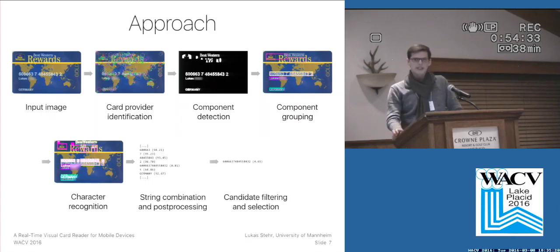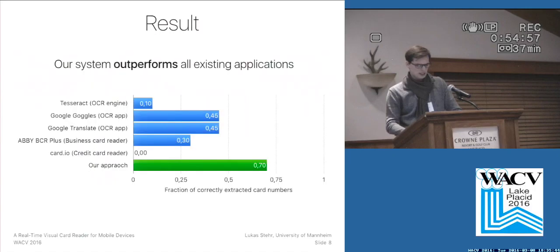So for the component detection, we can optimize the parameters of MSER or CSER algorithms, and then we can use different grouping algorithms, optimize the parameters there, and then hand binary images to Tesseract for character recognition. We combine the resulting strings, do some post-processing, and filter the candidates based on what we know how the customer number should look like: length and allowed characters. And as a result, we are able to outperform all existing approaches and solve 70% correctly.